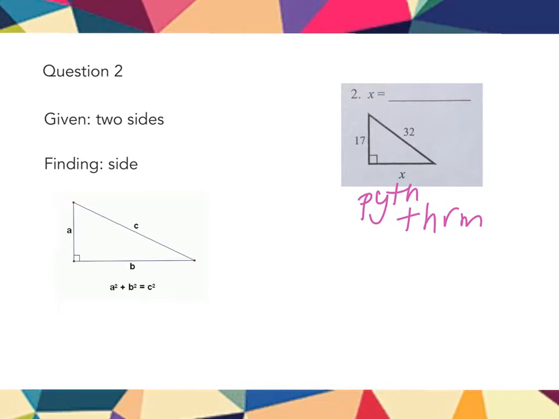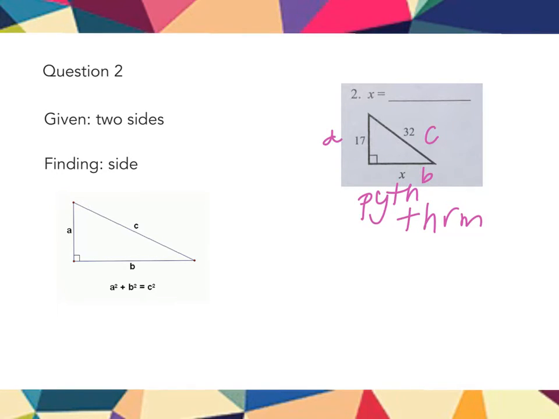But in this problem, we know the hypotenuse. We know 32 is the hypotenuse because it's directly opposite that 90-degree angle. So we're actually looking for a leg. Since we're looking for the leg, it's either A or B. So what I might even do is I might label this. It really doesn't matter which is A and which is B, but it does matter that C is the hypotenuse.